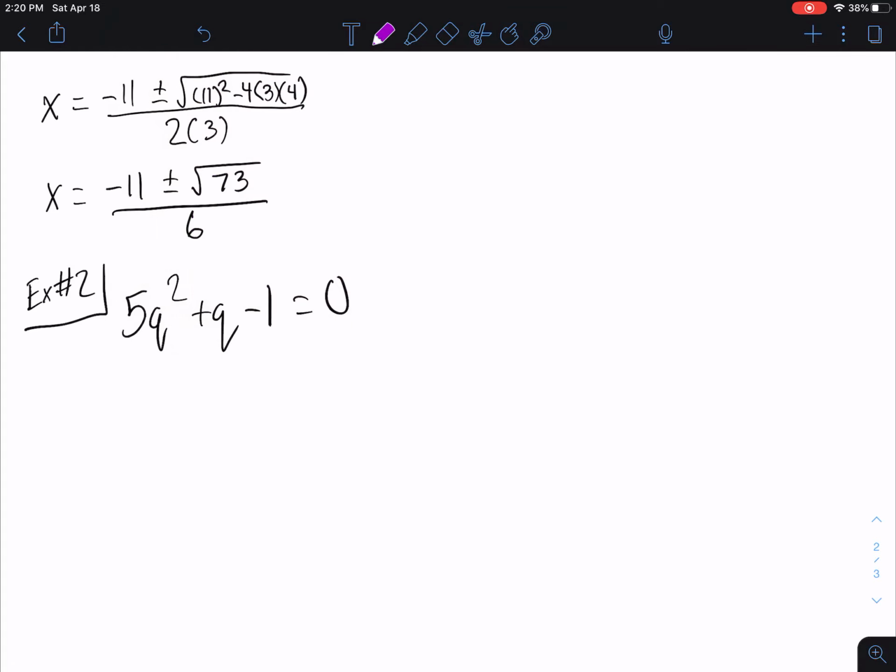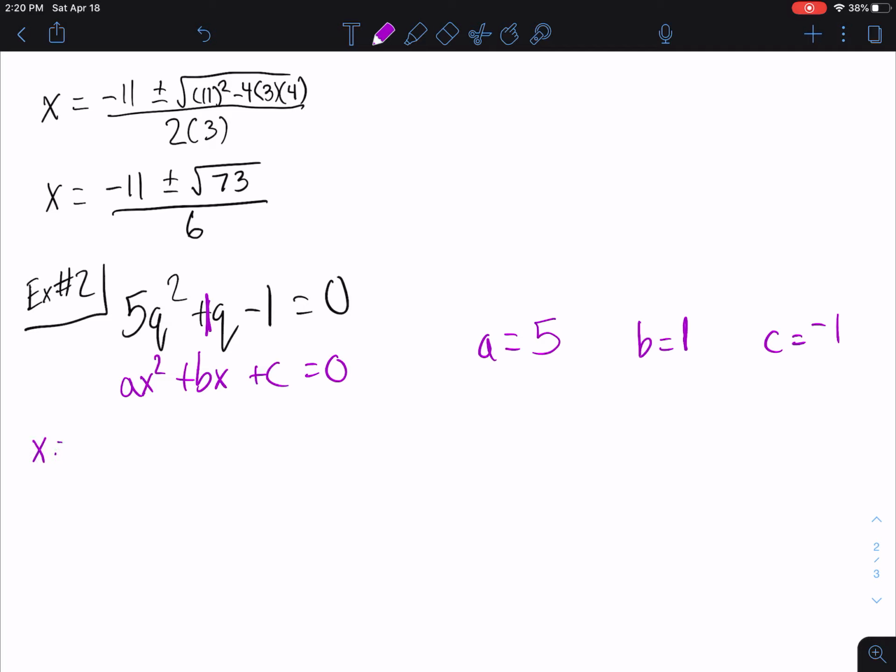The next step, because I've already set it equal to 0, is to line it up with my ax squared plus bx plus c equals 0, and determine what a, b, and c are. A is going to be 5. B is going to be 1. There's really a 1 there in front of the q. And C is going to be negative 1.